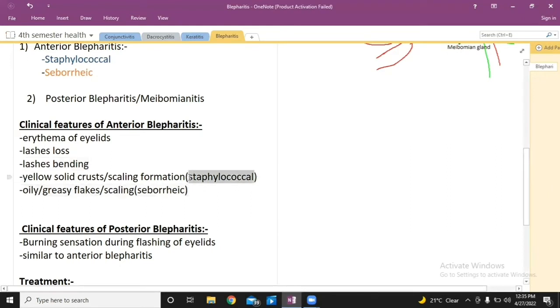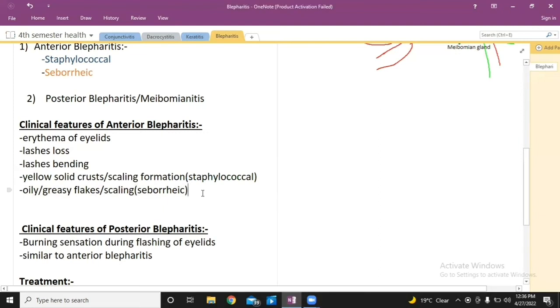Whenever there is staphylococcal blepharitis, infectious staphylococcal blepharitis, the crust formation will be a yellow solid crust. The crusts will be solid, and they may form scales, and those scales will be solid hard structures. So if the scales are hard, it may be staphylococcal blepharitis. And if the scaling or the crust formation is oily, greasy, and there is oiliness present in the crust, it may be due to seborrheic blepharitis, not staphylococcal. So it is easy to distinguish between staphylococcal and seborrheic blepharitis just by looking at the crust.